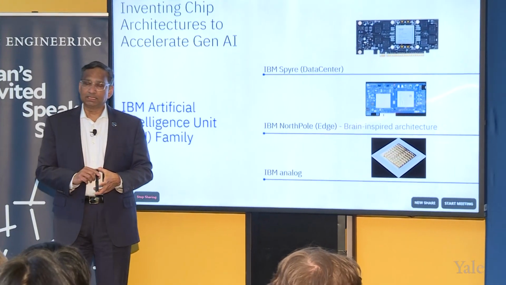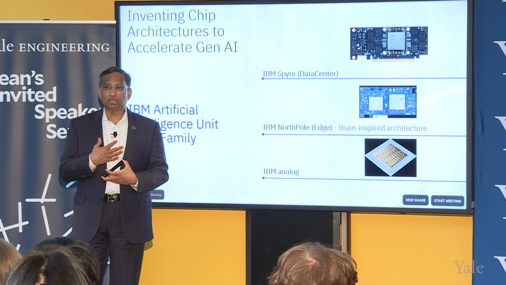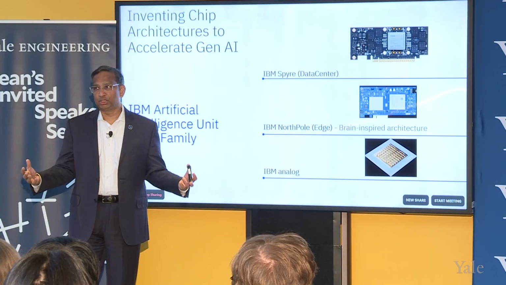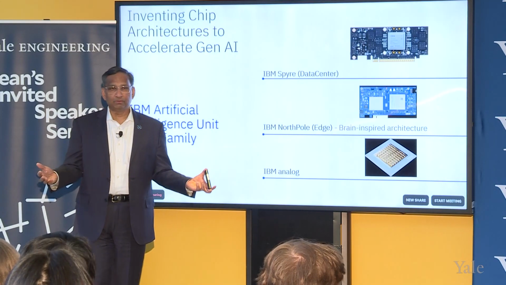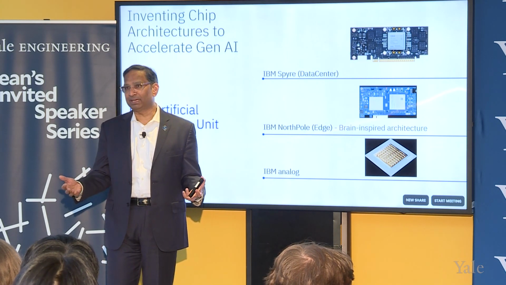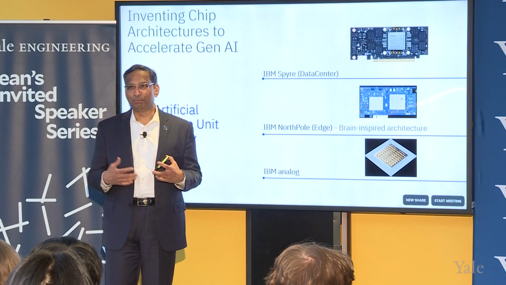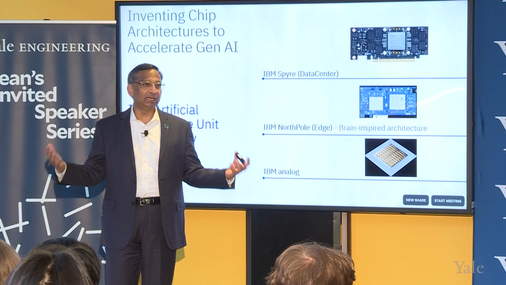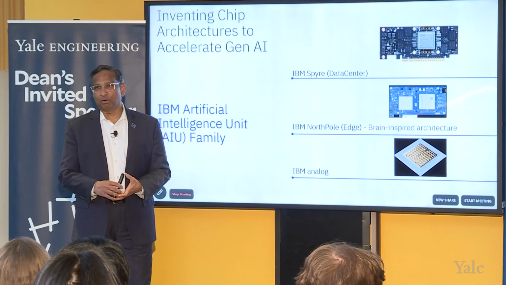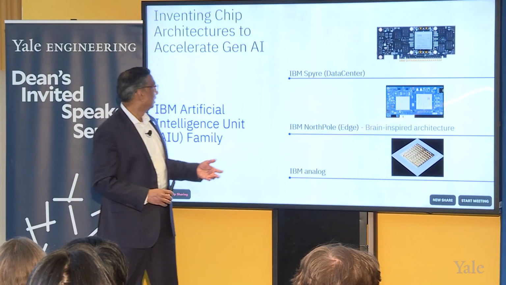So one area that is getting a lot of attention and where we are very focused on is the AI accelerator or the AI chip itself. I was very pleased that earlier today when I spoke with many students and faculty, I see a lot of research going on at Yale, especially in this domain, to build more and more energy efficient accelerators. And we at IBM are also very much focused on building these energy efficient accelerators.